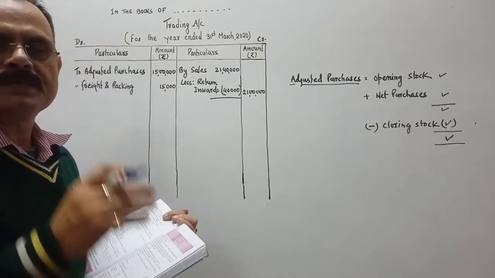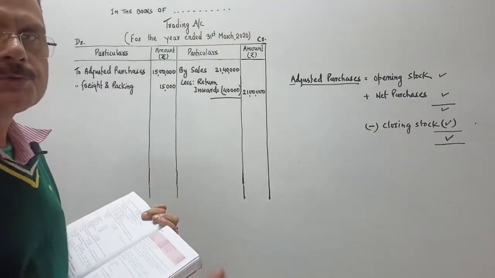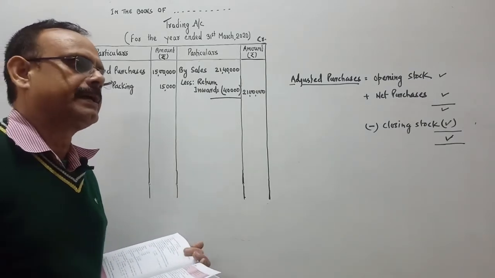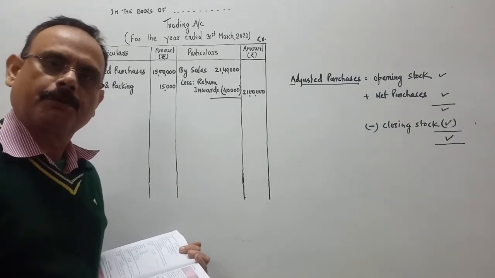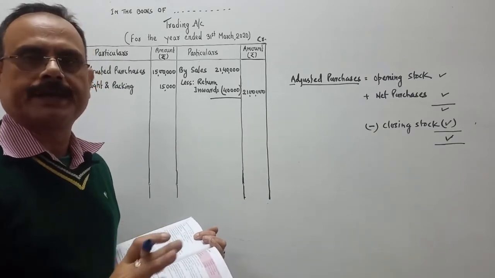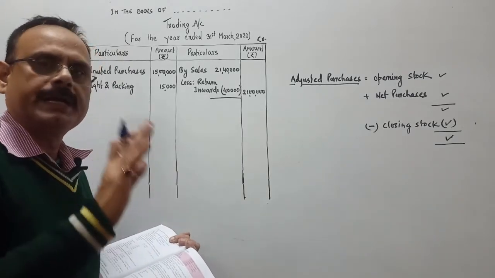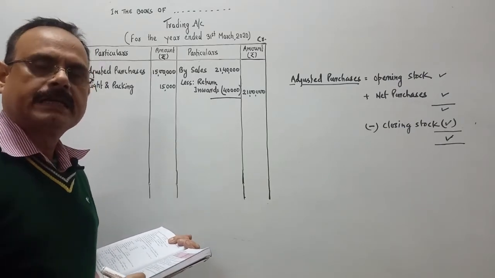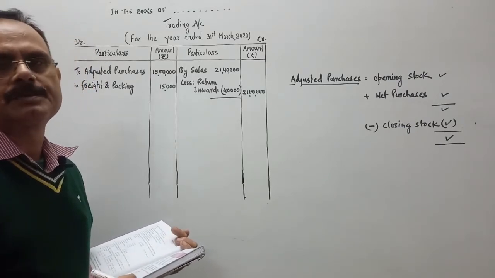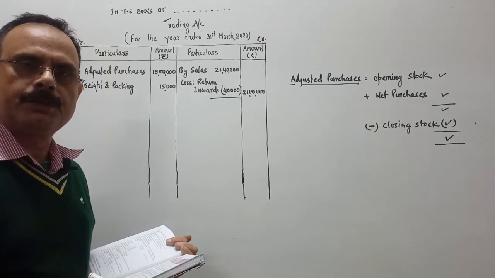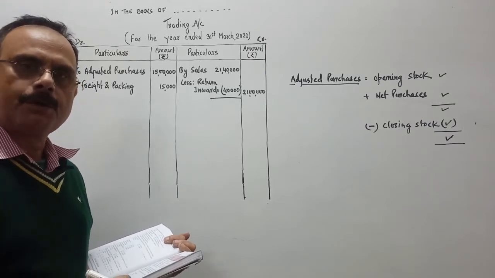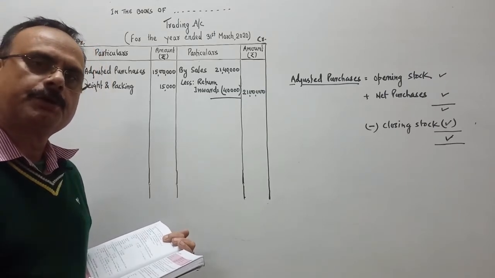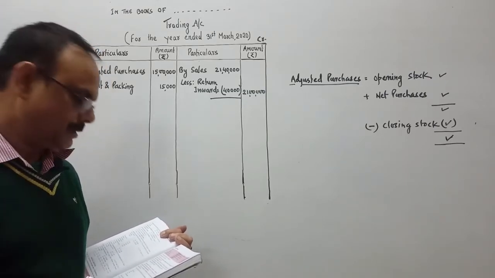Packing on sales means it is related to selling and distribution expenses. It's an indirect expense. So this will be shown in the profit and loss account, not in trading account. In trading account only direct expenses. That's why this will be reflected in the profit and loss account. Next is depreciation. Depreciation is also an indirect expense.